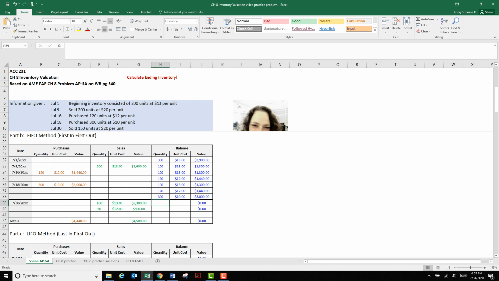Alright, now we need to see how many are left. What's left? So this is what we had before. Remember, we got rid of all these, so those are gone. We don't need to do anything with the 13s. The 12s, we had 120 and we got rid of 50. So we're going to have 120, subtract the 50, so we're down to 70 at 12, and it's multiplying for us. And then all of these are still there. So all the $300 ones are still there.